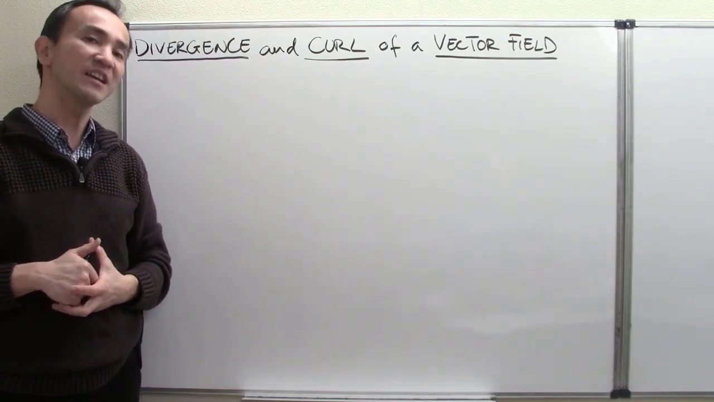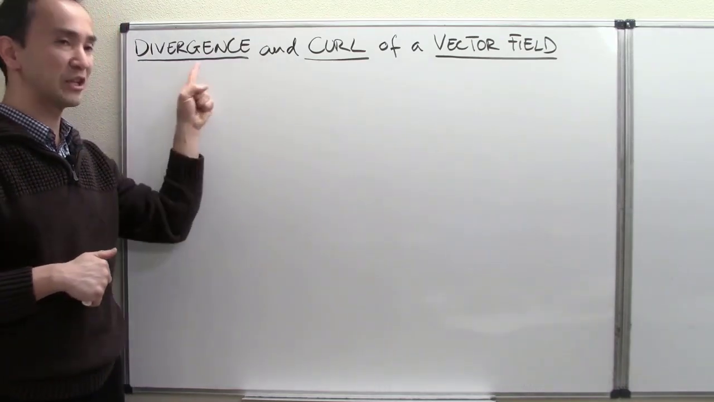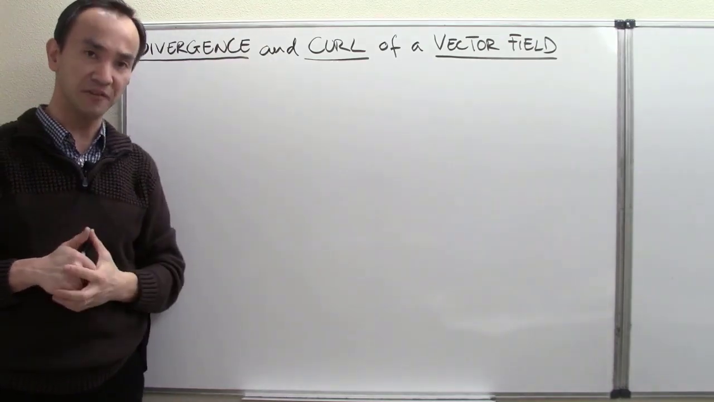Okay, so other than that, let's get in and find out what they are, the divergence and the curl of a vector field.